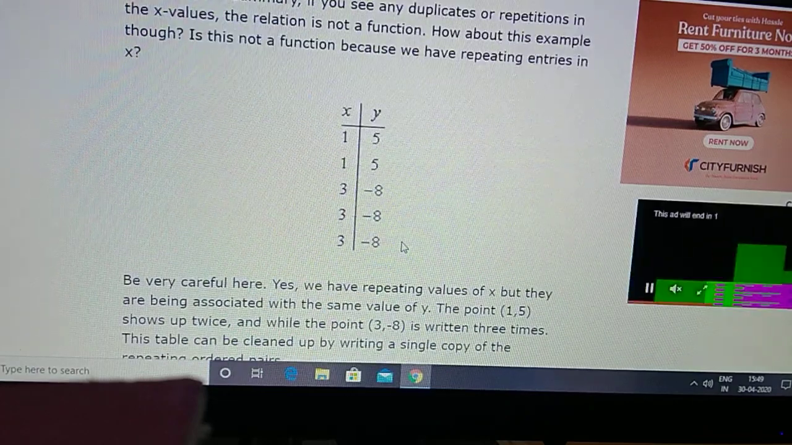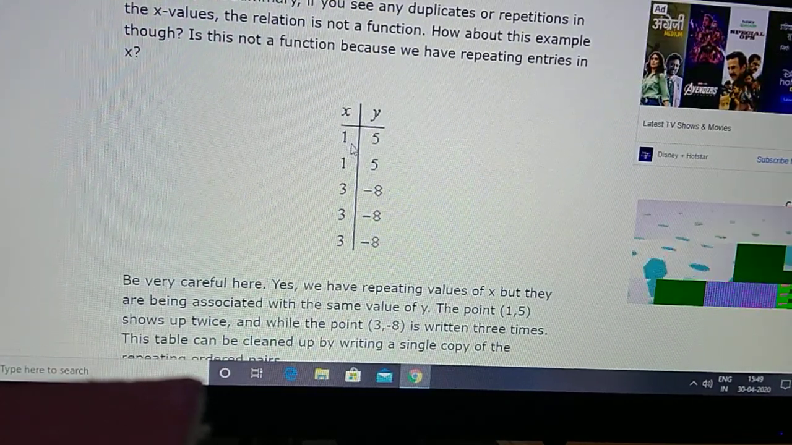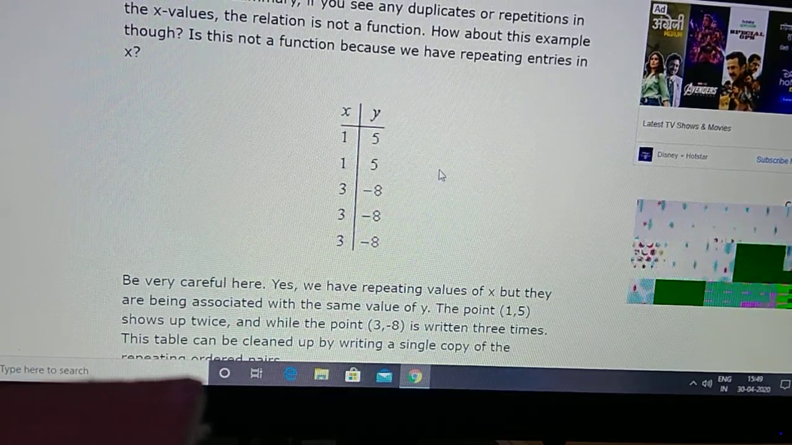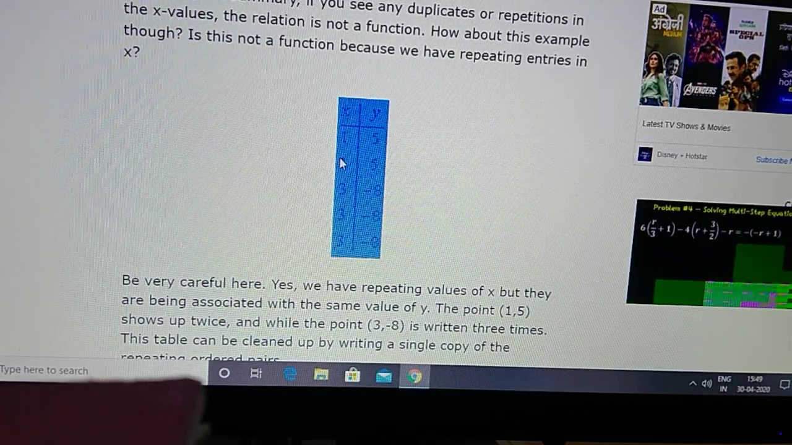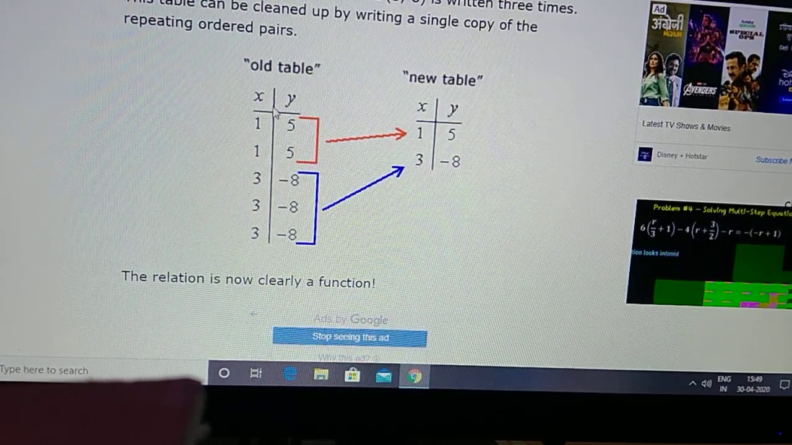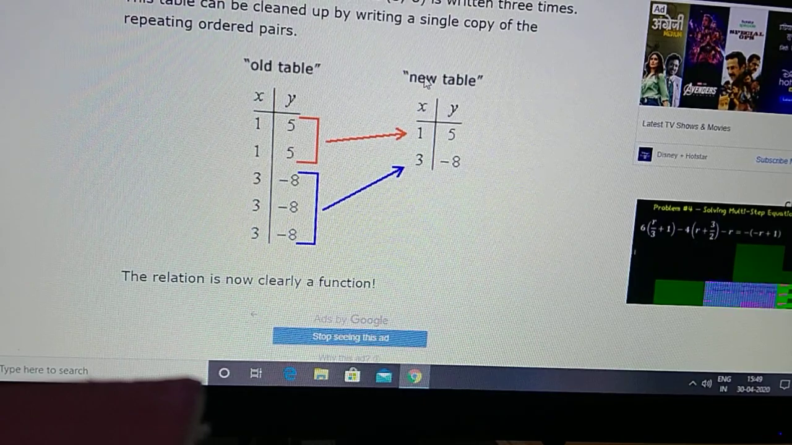Okay, moving on to another one. If you look at this example, 1 5, 1 5, 3 -8, 3 -8, 3 -8. Do not get confused, they are just repeating this part. So this table can be represented in this form.